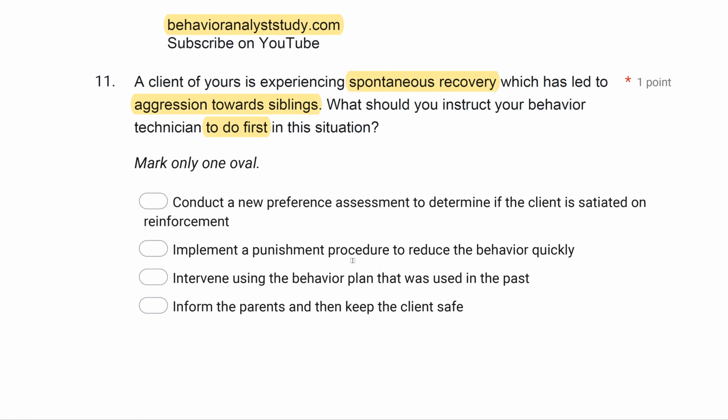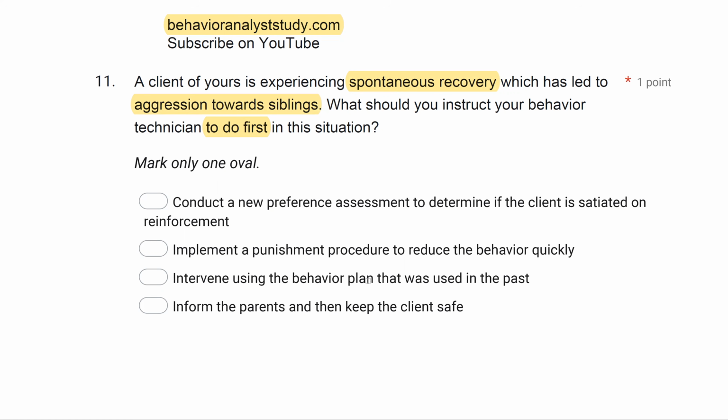B, implement a punishment procedure to reduce the behavior quickly. Well, we're certainly not going to implement a punishment procedure for a behavior that we've already gotten rid of through extinction. And that's what we need to remember about spontaneous recovery. When spontaneous recovery occurs, that means the behavior was already extinguished through extinction, meaning we can do it again. C, intervene using the behavior plan that was used in the past. So that brings us to C. That's what we're going to do.